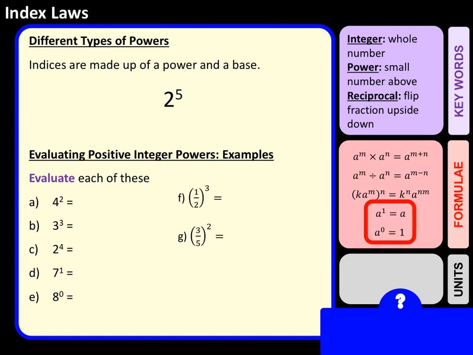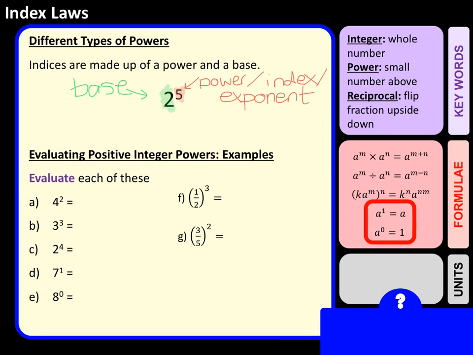Okay, so next stage is looking at different types of powers. So first of all, we just need to have the vocabulary to talk about this. So in green, this large 2 here, the big number, we call that the base. Okay, and then the smaller number that's up at a superscript position, we call that the power, or sometimes it's called the index, or sometimes it's even called the exponent as well. So there's actually quite a few names that could be used to describe that 5.